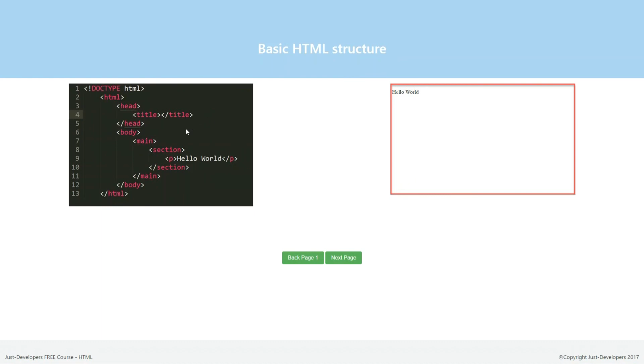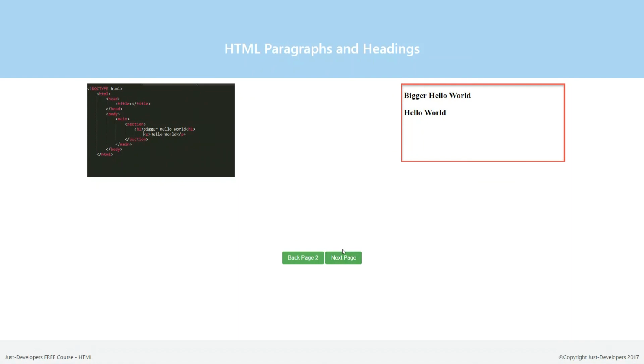So what we're going to do now is jump on to start talking about some tags, what different kinds of tags there are, what they do and how they work, just to give you a better insight into HTML. I just wanted to give you a basic understanding of the structure and how it works. The next thing we're going to talk about is HTML paragraphs and headings. So let's go ahead and talk about that.